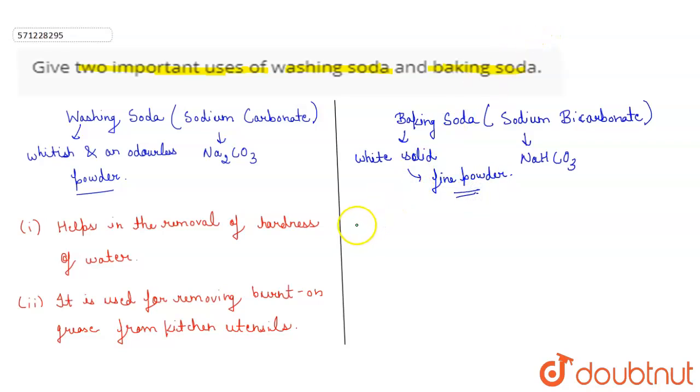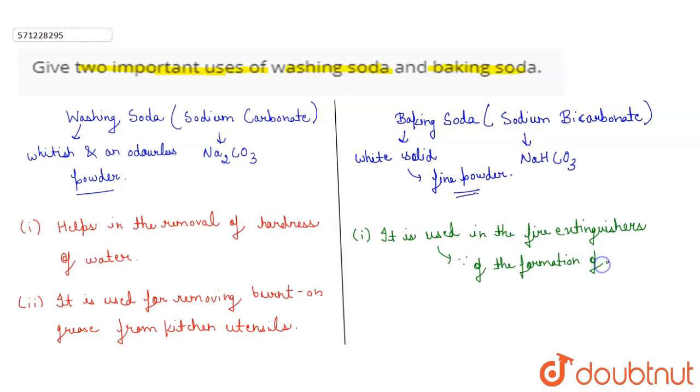So the first important use of baking soda is it is used in fire extinguishers because of the formation of soapy foam. Right?